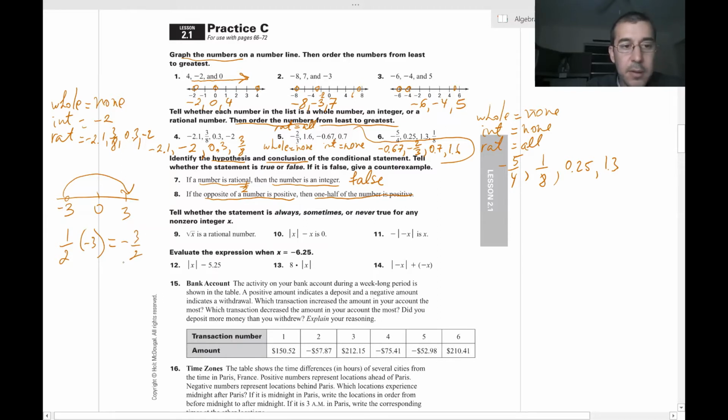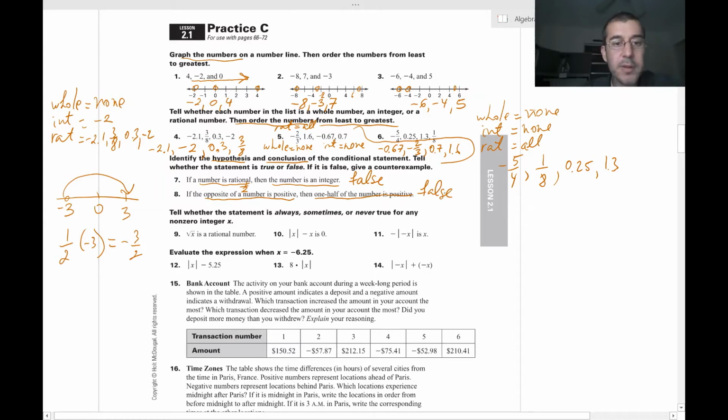Okay, so this is false, and that's the counterexample that we're giving. If we're choosing -3, the opposite of 3, -3 is positive, that's correct, then 1/2 of that, -3, is negative, not positive. Okay, so that's the counterexample.